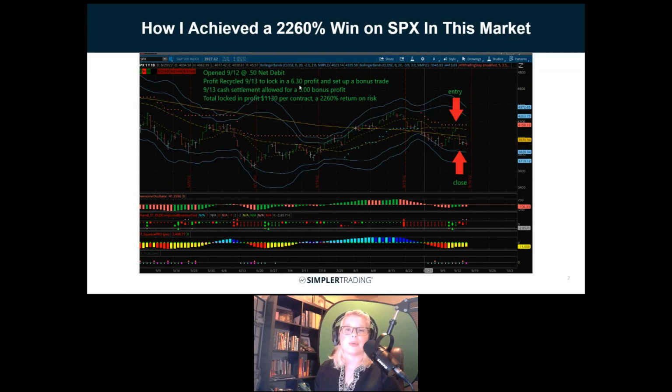And with that bonus trade that I had on with no capital risk around it, I was able to let it go into cash settlement, avoid the pesky day trading rule, and ended up still taking an additional $5 bonus profit. So in total, I locked in a $1,130 profit per contract off of a $50 risk and was able to have a 2,260% return on that risk, all just within one day into the next.